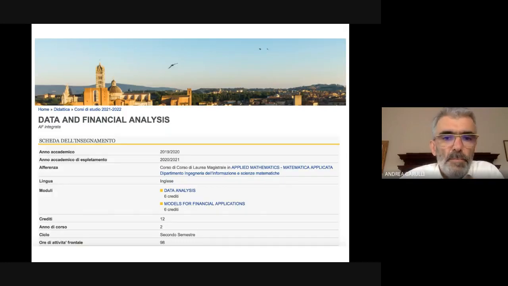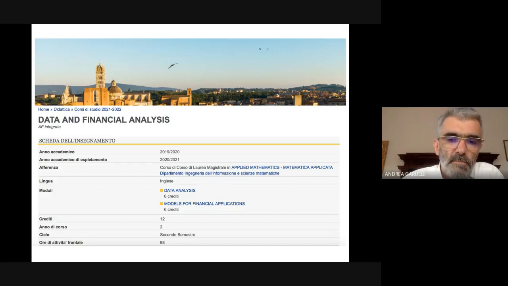So this is the web page of the course. You see that the course is a 12-credit course. It's divided in two modules of 6 credits each. The first one, data analysis, is taught by myself, and the second one, models for financial applications, is taught by Professor Antonio Vicino. The number of hours is about 100, and it is in the second semester.